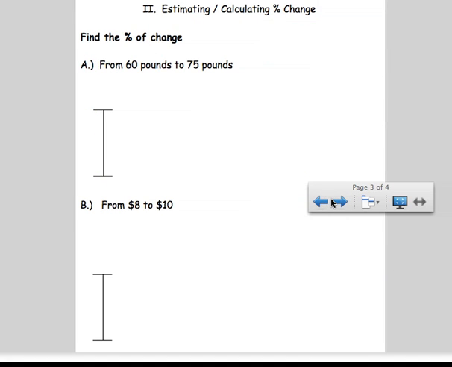Second skill we're going to look at is how you estimate and calculate percent of change. That's a different idea. That's an idea of if something moves or changes, what percent of the original value did it change? And the way we talked about this before was using a formula in order to calculate. And we'll actually do the calculating first. That'll be our first step.